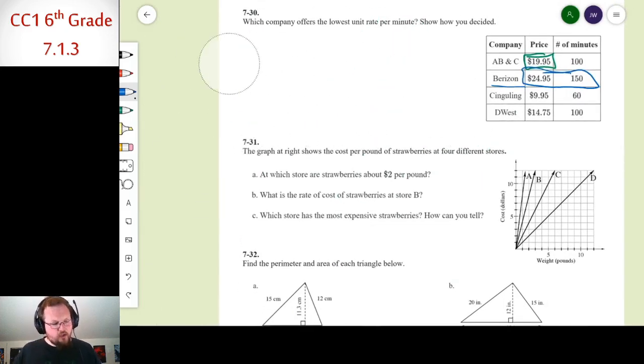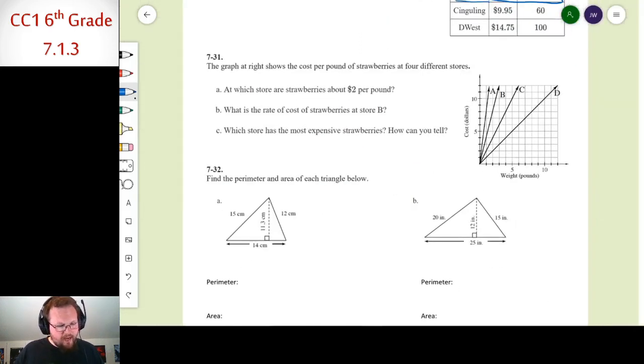For 7-31, it asks you which store has strawberries at about $2 for every pound. So what you want to do is you want to look at the $2 mark, which is right here.